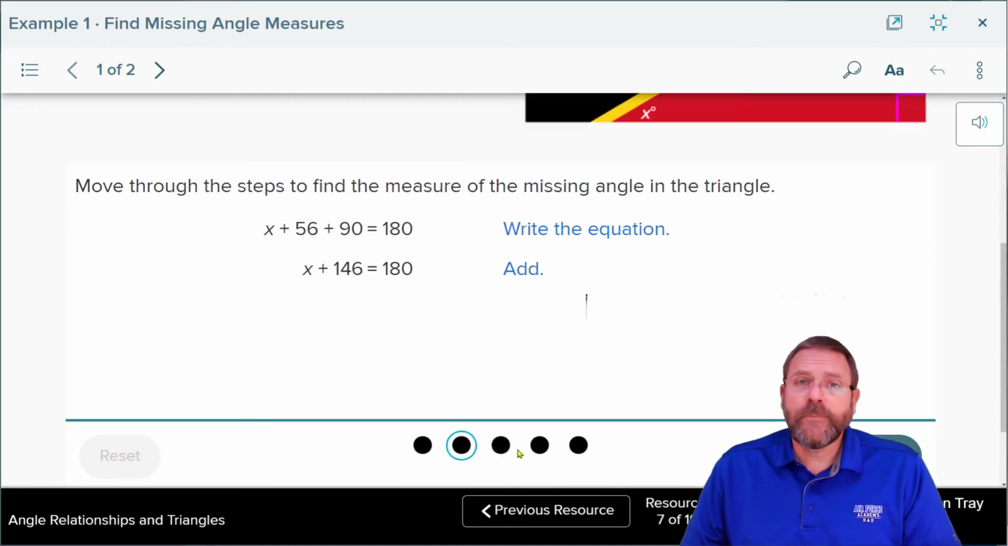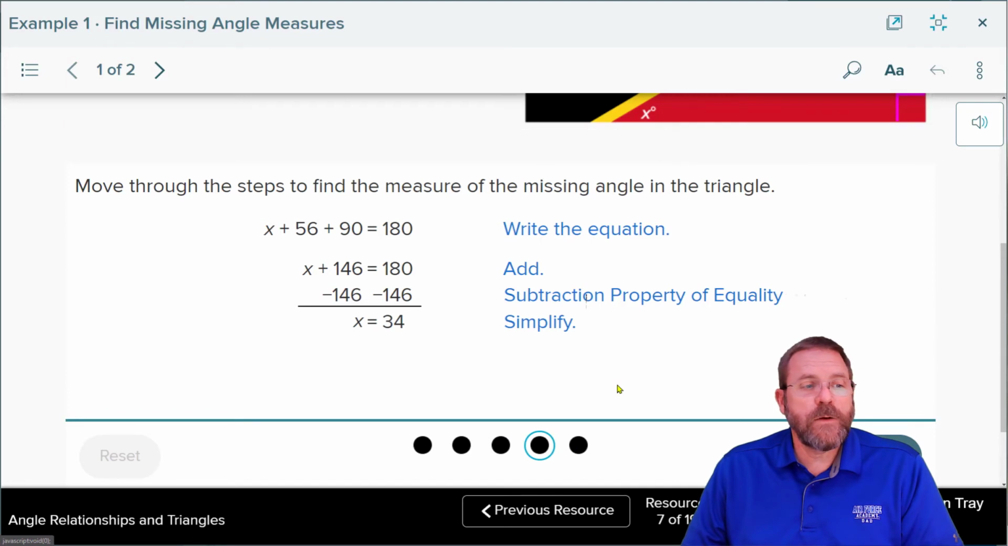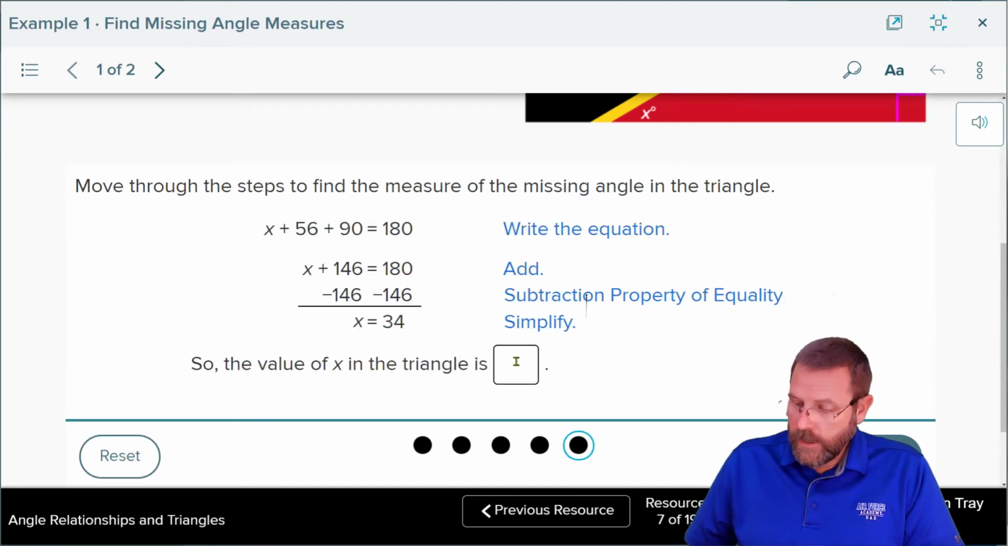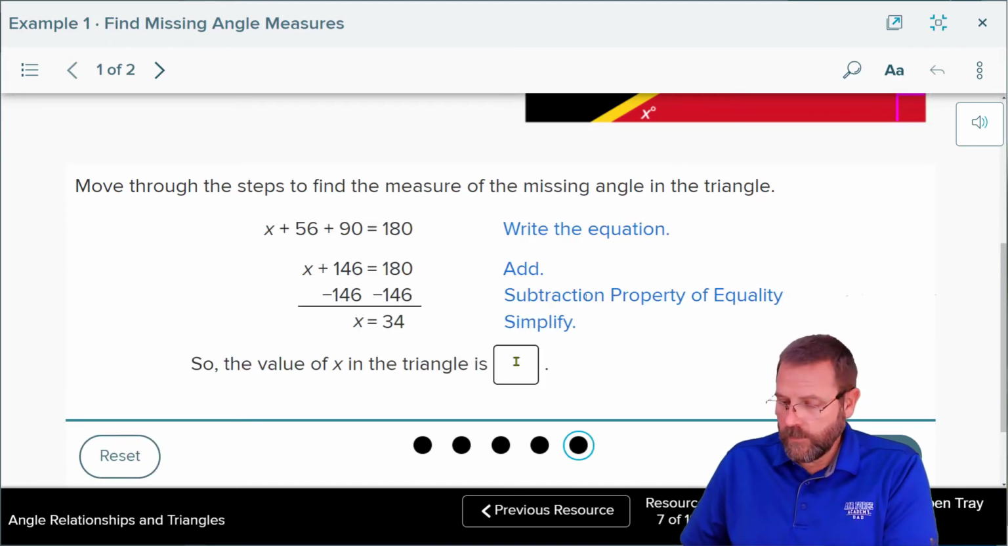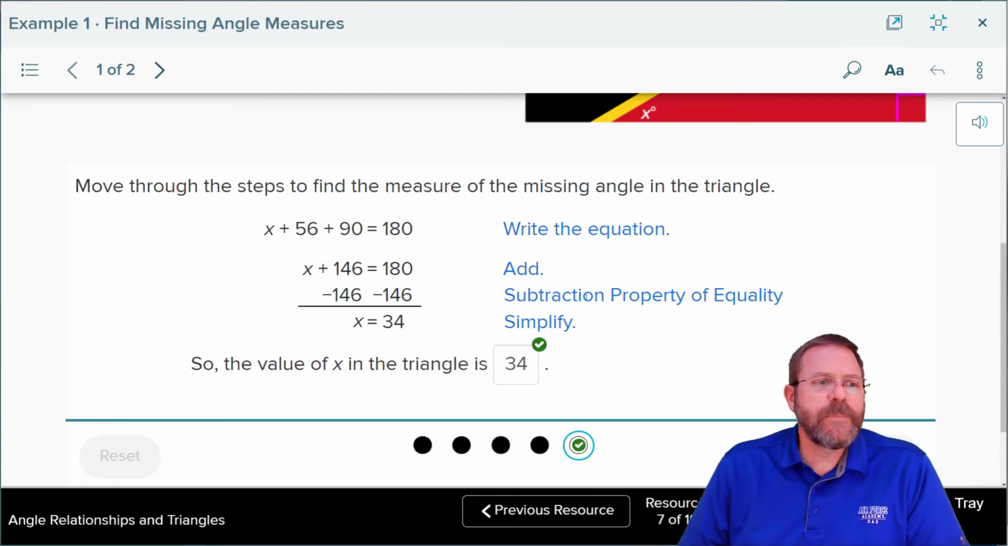56 plus 90, that's 146 degrees. Subtract 146 degrees from both sides to isolate the variable. When you do that, you're going to find that x is equal to 34 degrees. So the measure of the angle we were looking for is 34 degrees. Oops, wrong button. 34, check it, and it checks. Easy math, nothing at all to do in these problems.